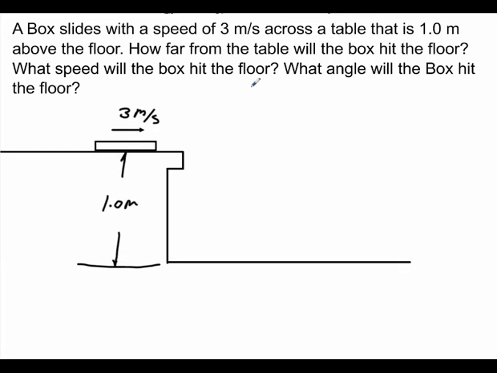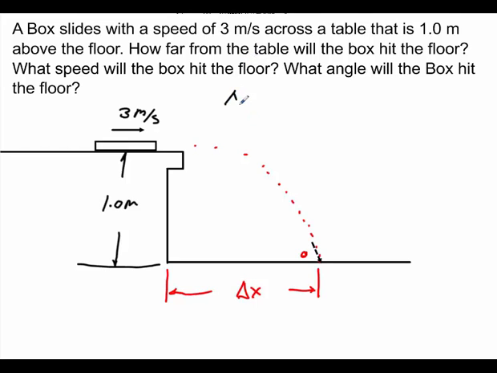What we want to do here is find out how far from the table the box will hit the floor. The box is going to follow a parabolic path and hit down here. So we want to find out what this distance will be. Call that delta x, from here to here. We also want to find out what the velocity is going to be when it hits the ground, and what this angle theta is going to be. Alright, we can do this using our kinematic equations.